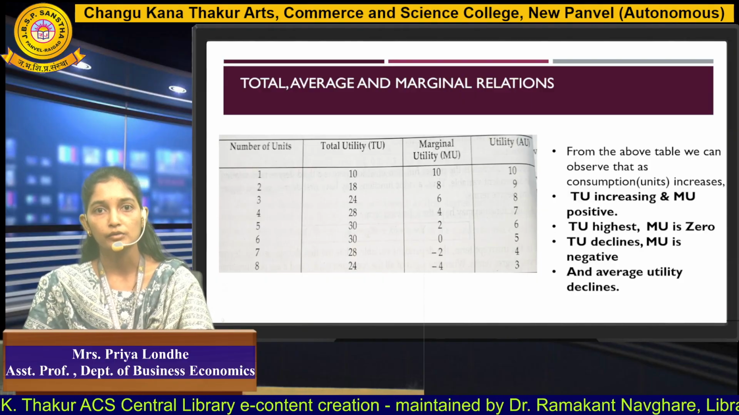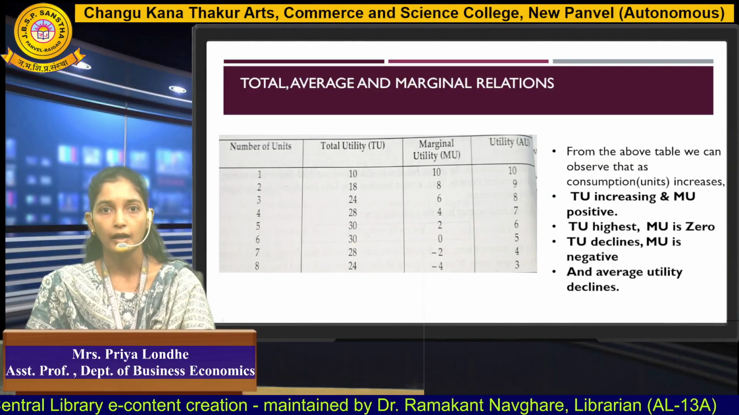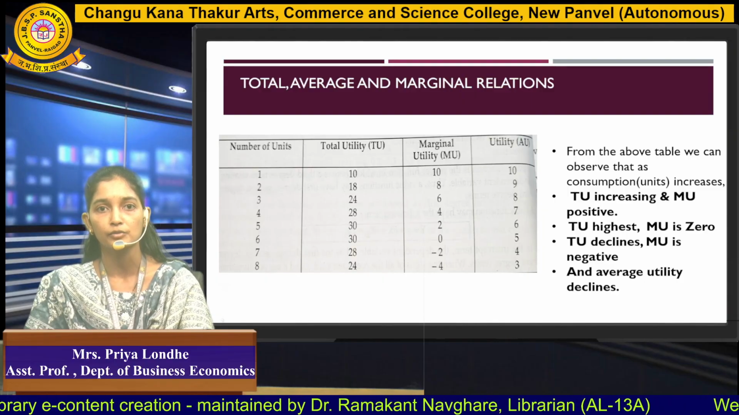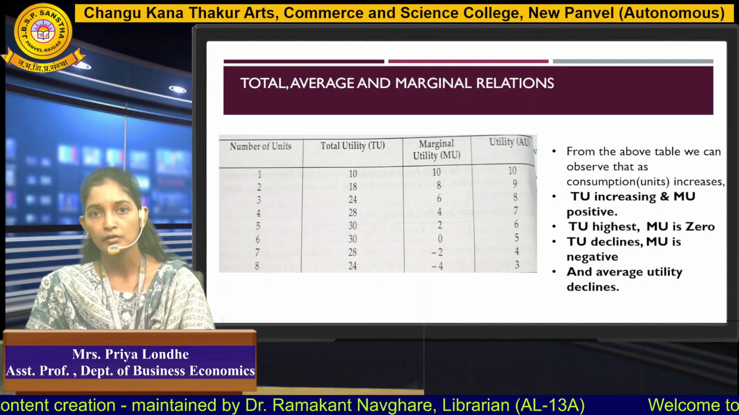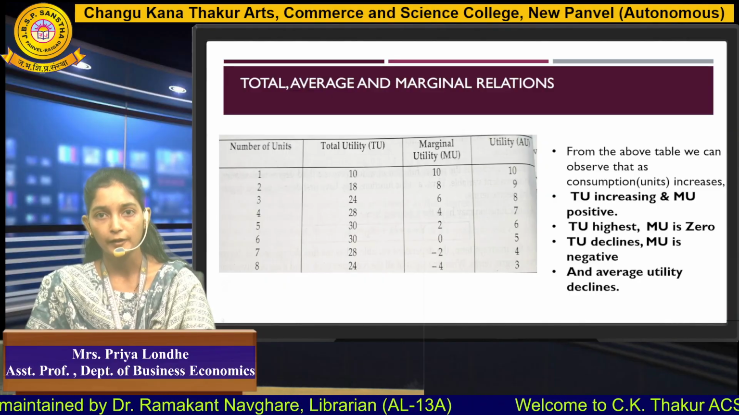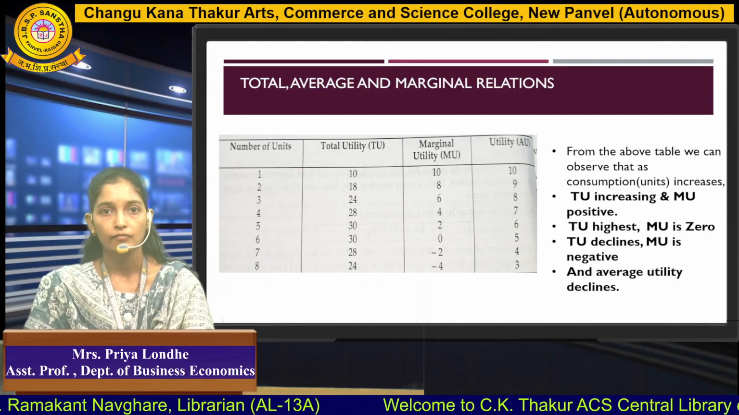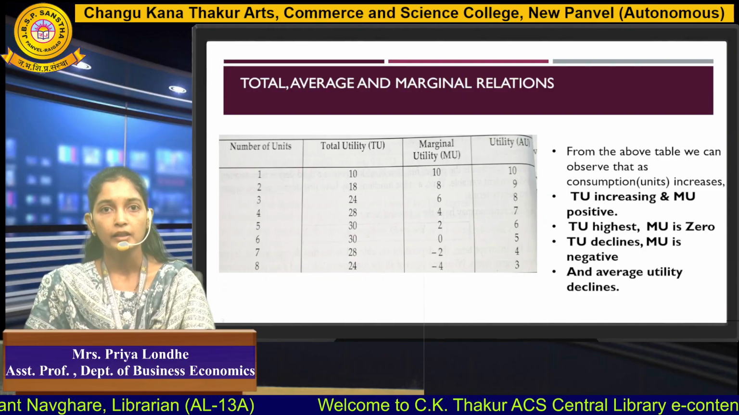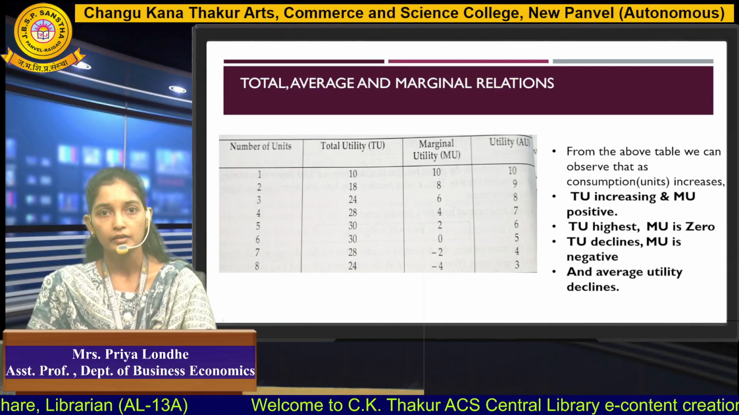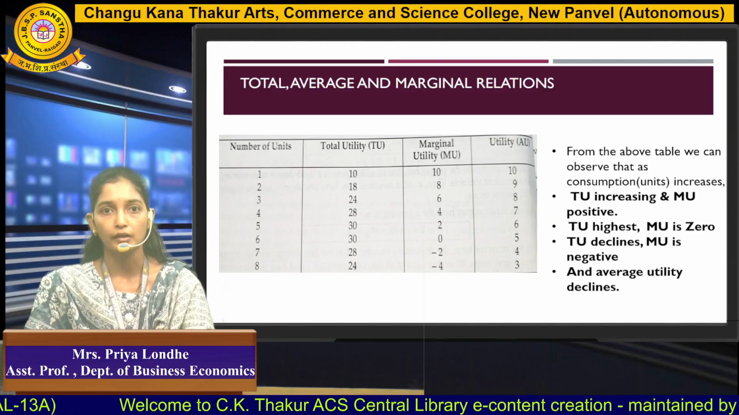When the consumer consumes the second unit, total utility becomes 18, and the addition made because of the consumption of one more unit is 8. So marginal utility becomes 8, and the average utility is 9. Average utility is total utility divided by number of units, that is 18 by 2, which becomes 9.